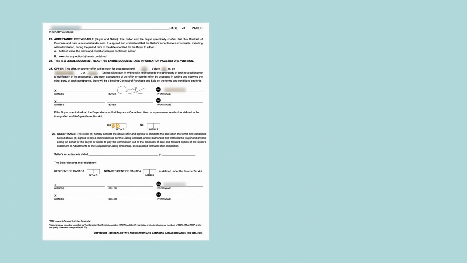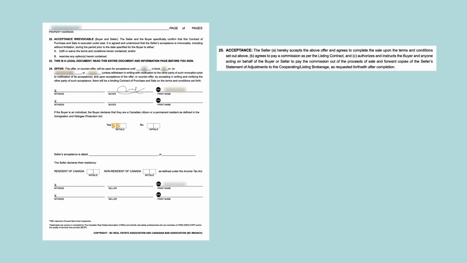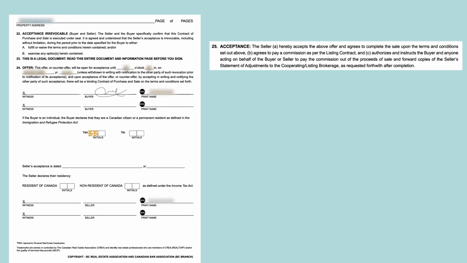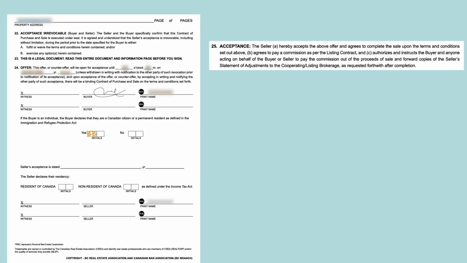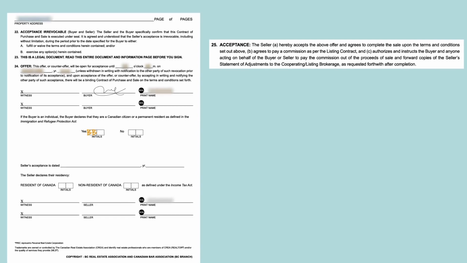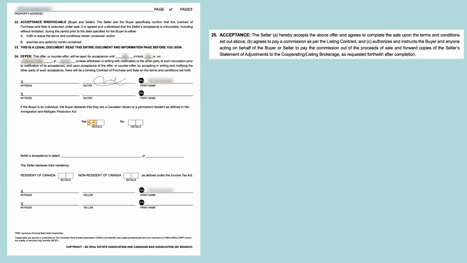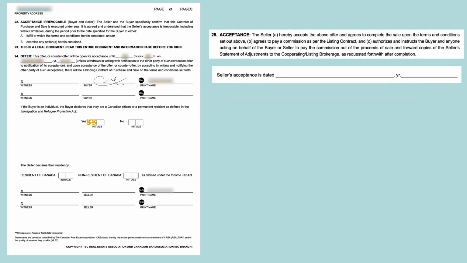Acceptance. This section is where the seller signs to acknowledge their acceptance of the terms of the contract. If there is a counteroffer made by the seller, a binding agreement will not be formed unless the buyer accepts the new terms proposed by the seller. The contract should specify the date when an offer or counteroffer is accepted, as it confirms the date that the deal is agreed to by both parties.